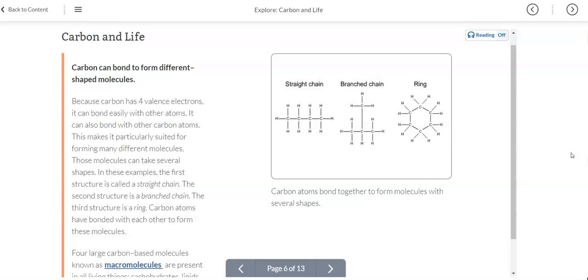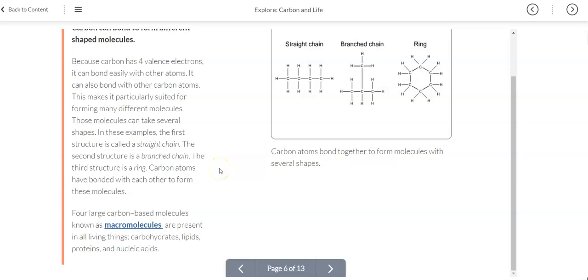In these examples, the first structure is called a straight chain. The second structure is a branched chain. The third structure is a ring. Carbon atoms have bonded with each other to form these molecules. You can see carbon bonded to carbon, to carbon, to carbon. You've got a branched chain here. You've got three carbons bonded to each other in a row, and then this carbon branching off. And then you have a ring structure, carbon bonded to carbon, bonded to carbon, bonded to carbon, bonded to carbon. And remember, each line represents a pair of electrons, two electrons being shared.